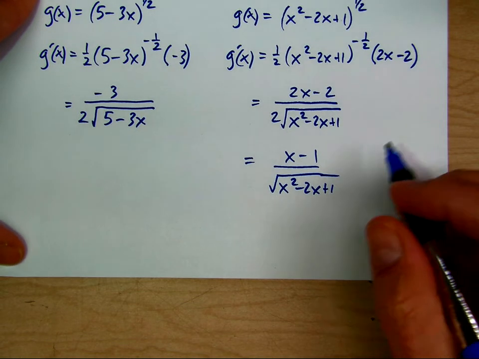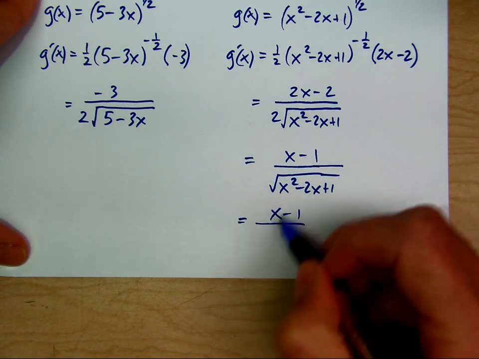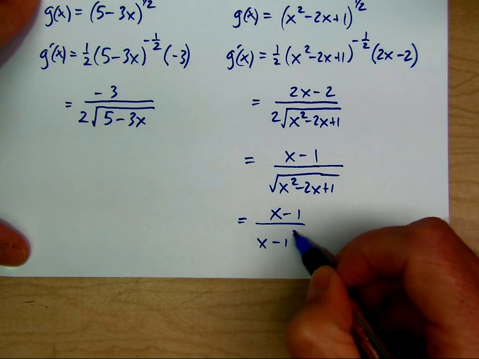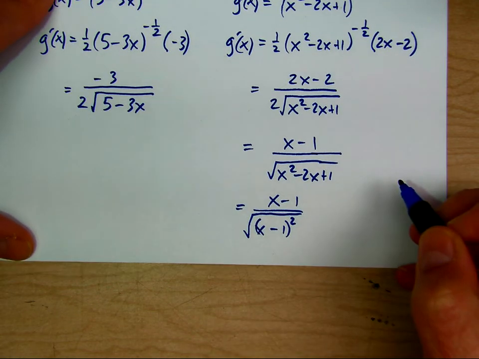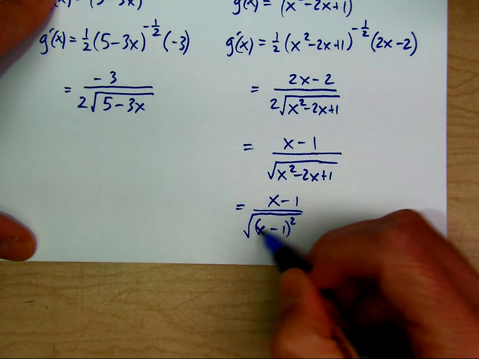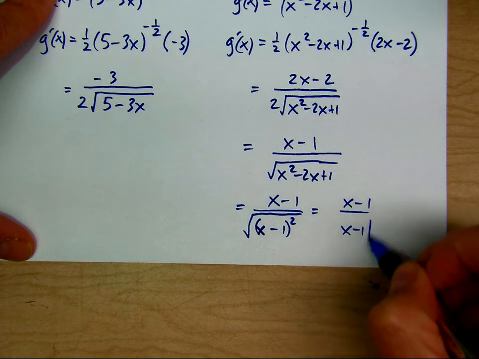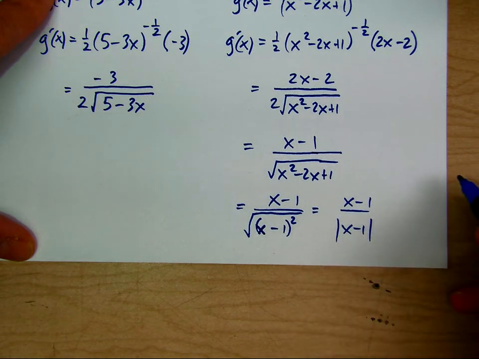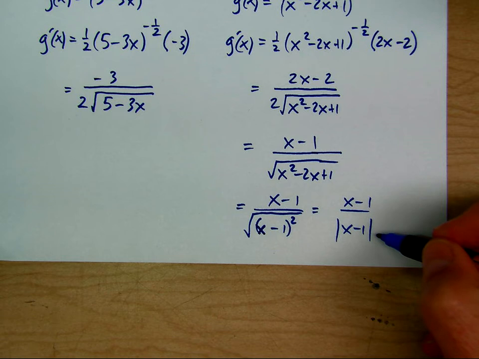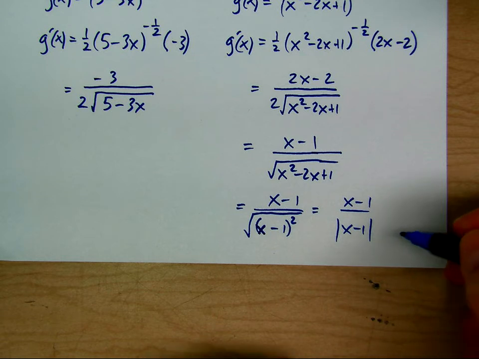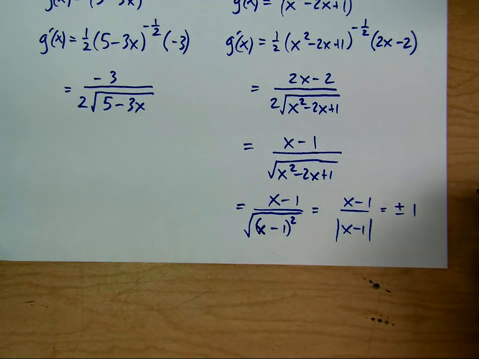All right, and this one just has a little extra algebra that we can do. This is the square root of x minus 1 squared, and when we have a square root of a square, we can write it as x minus 1 with an absolute value, and this turns out to be positive or negative 1.